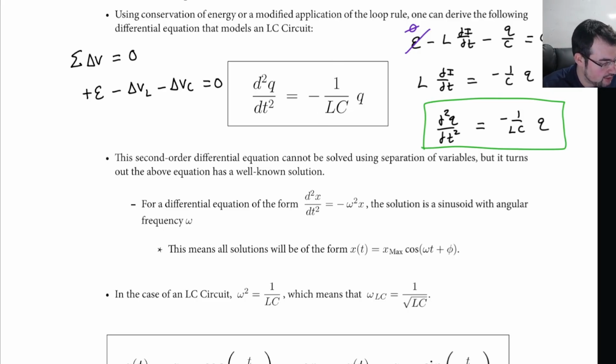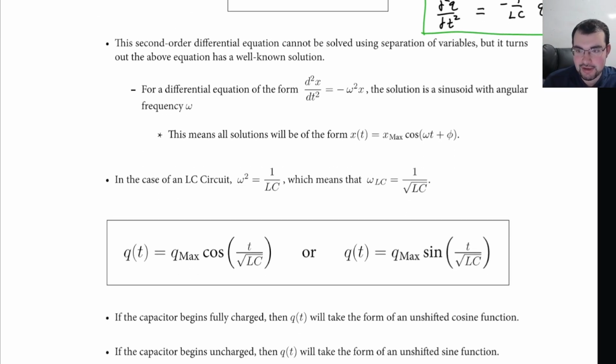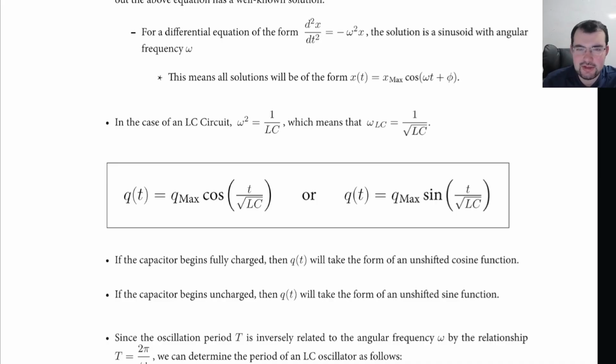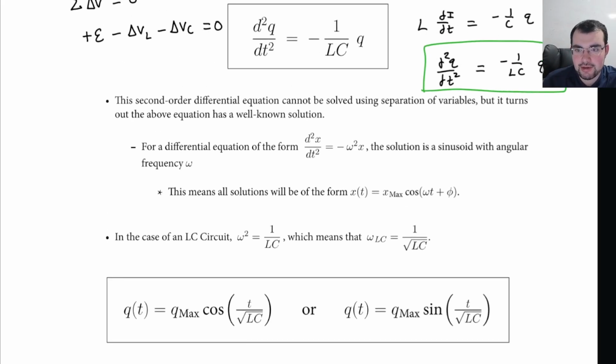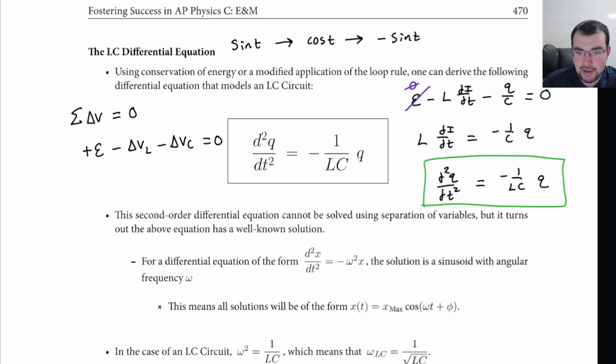So this tells us that 1 divided by square root LC is this quantity omega that goes inside the trig function. And it's okay if that's a bit weird for you. We can take this as sort of just a fact. This comes from differential equations.